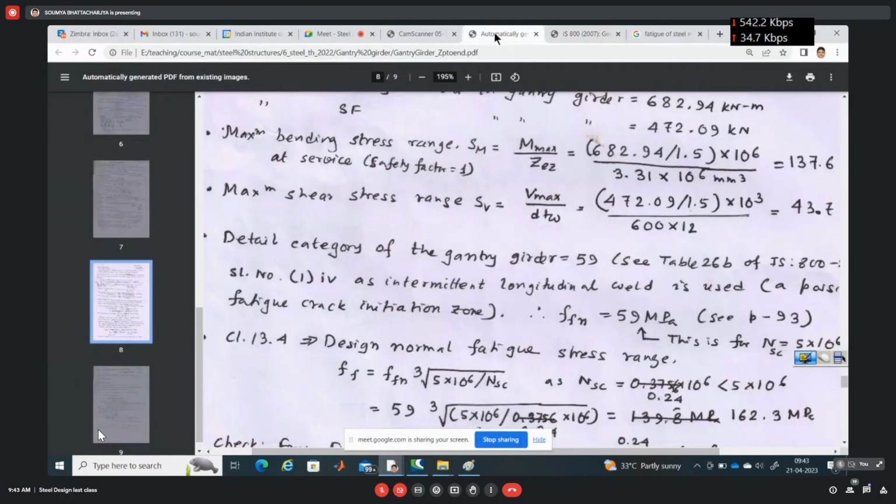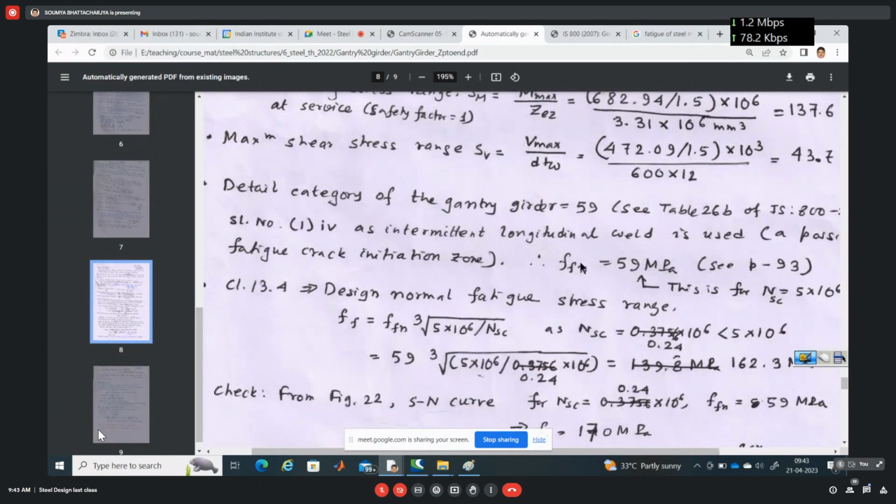From that, as I have told you, since intermediate weld is used in what we have designed, the detail category is 59. Detail category 59 means there is a parameter called FFN, that is 59 MPa.